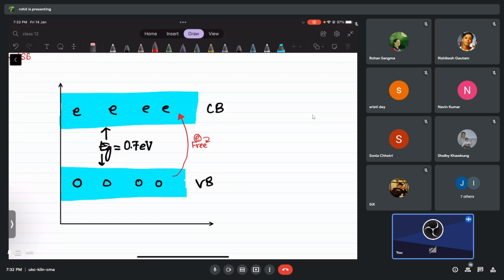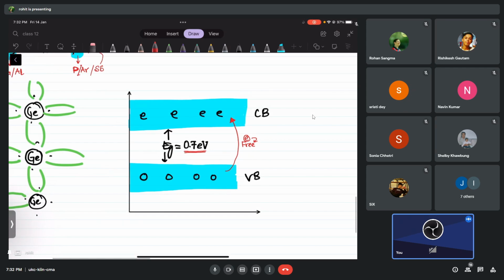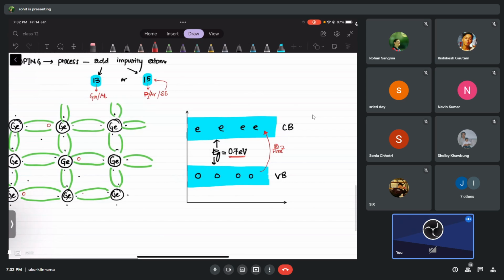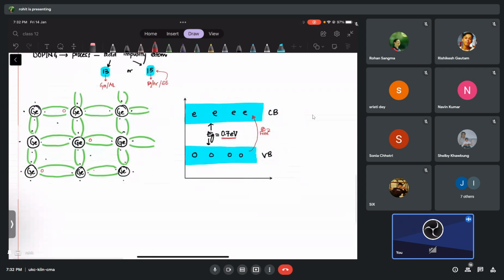And for that, energy is required. That means to break the bond, energy is required. How much minimum energy is required? 0.7 or more than that. Okay, but the minimum is 0.7, right? So please keep this concept in mind. Now let me tell you what doping is.